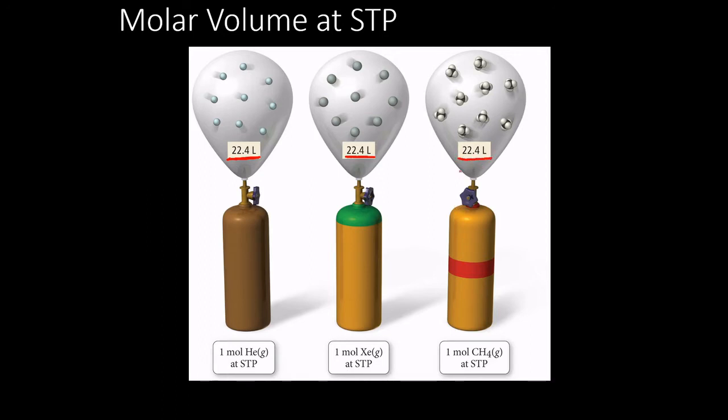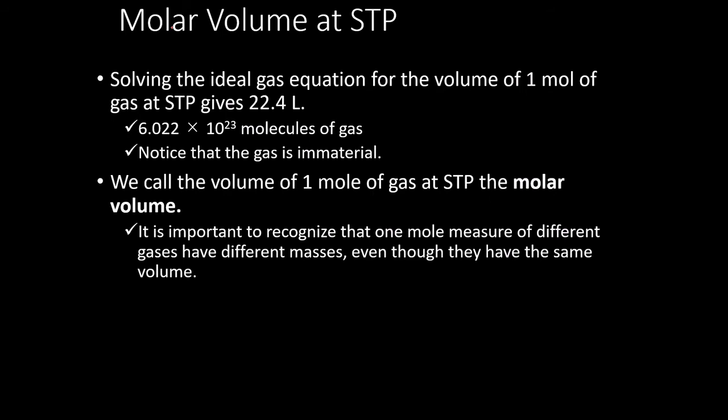Because all gases behave practically the same way. Again, it is a little bit different. Not all gases behave exactly ideally, but for our purposes, we're going to pretend like they do. So no matter what the gas is, if you have a mole of it at STP, it will occupy 22.4 liters of space. This is what we call the molar volume. It's the volume that a mole of a gas occupies. So, solving the ideal gas law gives us this number.